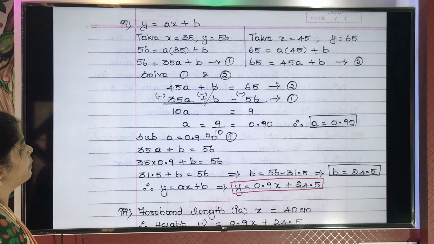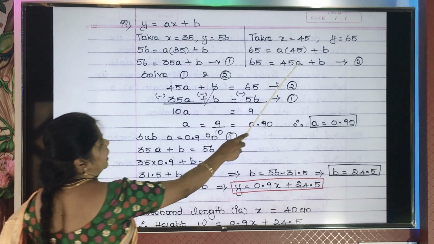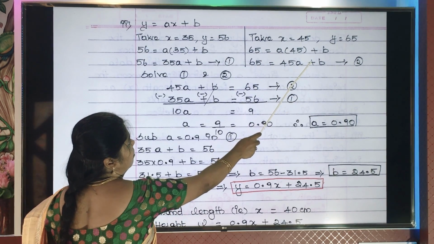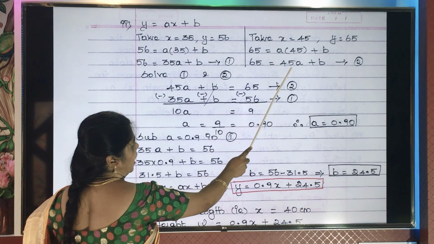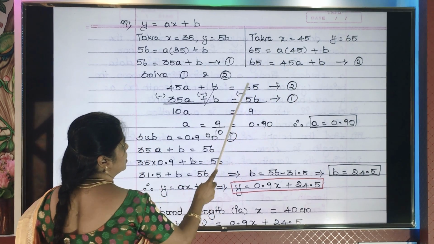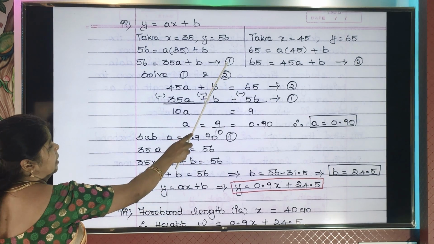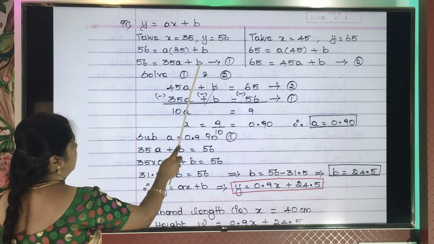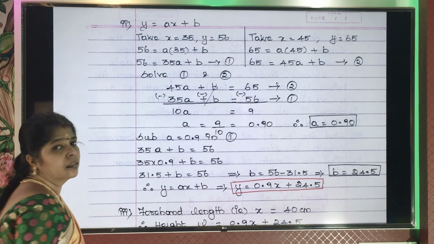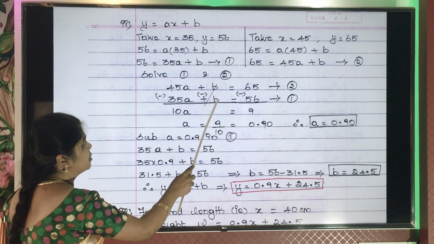Now let me solve equation 1 and 2. So first I am writing the second equation first. 45a plus b equal to 65. Write it first. Next you write the first equation. 35a plus b equal to 56. Now can you see the coefficients of b are same?